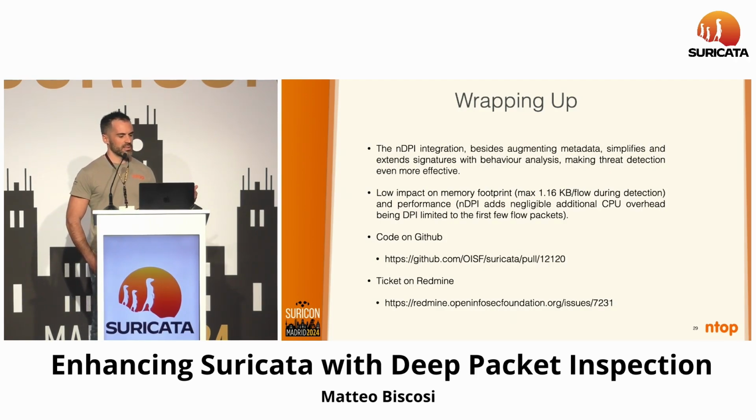Now, performance. This doesn't increase too much the memory utilization. nDPI is using around 1 kilobyte per flow, and nDPI runs at the beginning of the flow, so for the first packets until the protocol is detected. Then this memory can be released. So the impact on the memory footprint is really low. Also in terms of performance, nDPI doesn't use too many CPU cycles. We use it in our 100 gigabit sensor, which is able to process more than 1 million packets per second in 12, 16 cores, depending on the CPU.